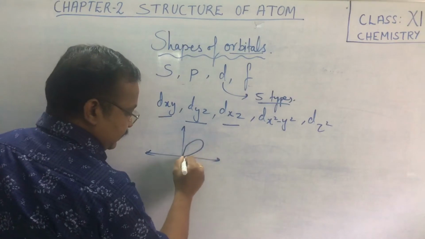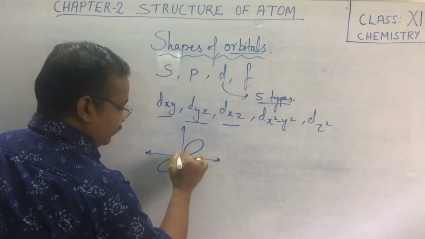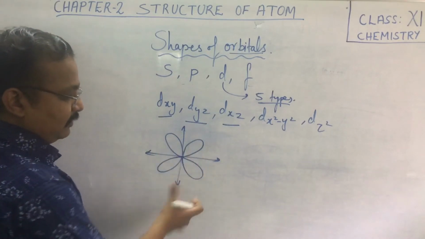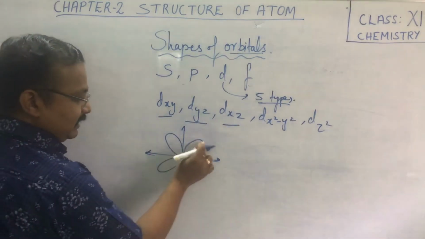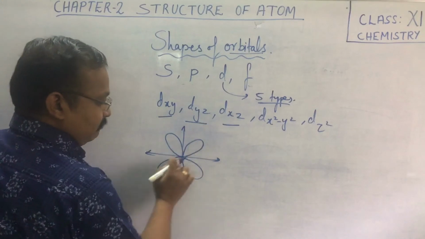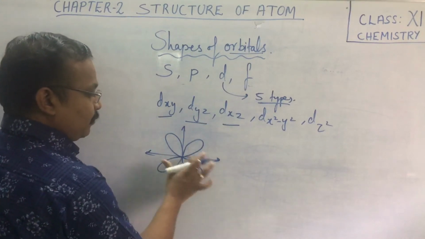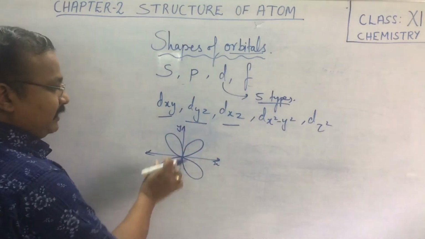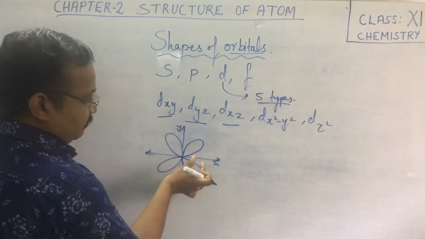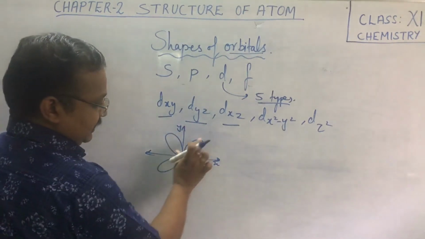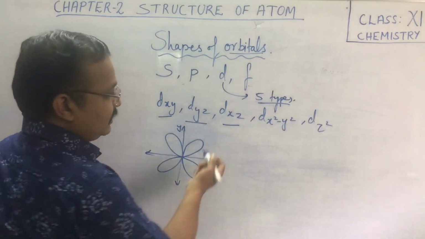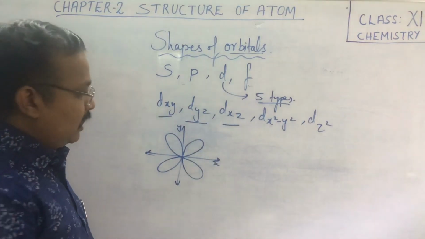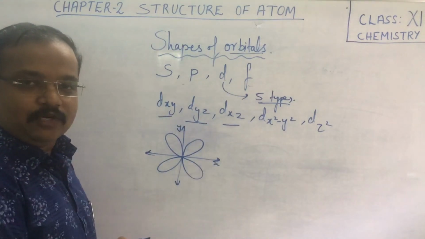That is, they exist in between the axes. They are not on the axes, they are in between the axes, depending upon x and y. If it is in between x and y, that is xy, and if it is between y and z, then it is called dyz, and if it is between x and z, then it is called dxz orbital.